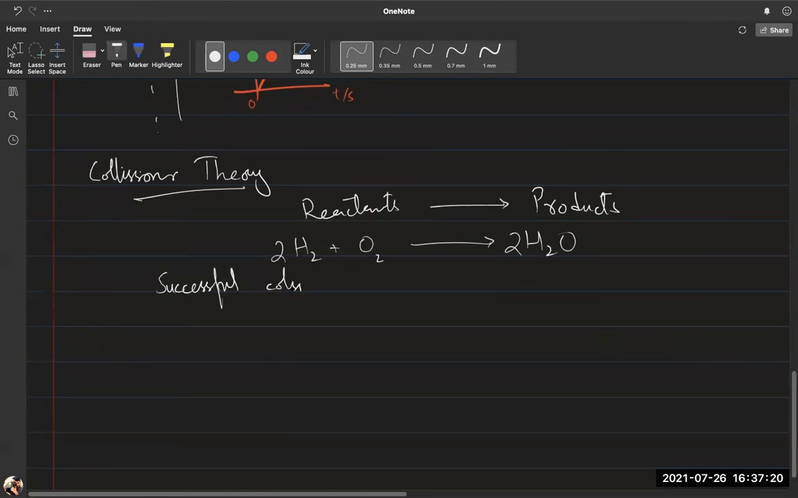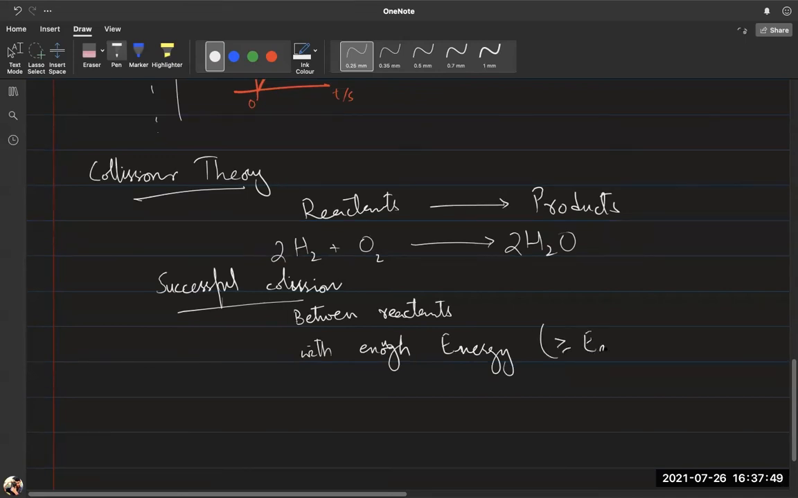Some teachers call it a fruitful collision. I don't know what that means. It simply means a successful collision, a collision that bears fruit, that makes the product. I don't like that term though. So a successful collision simply means a collision between reactants, that's the important thing, and second, with enough energy. So they must have energy that is greater than or equal to the activation energy. If you don't have that, then it is not possible for the reaction to complete.